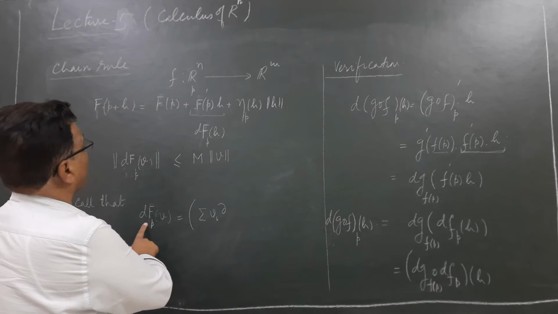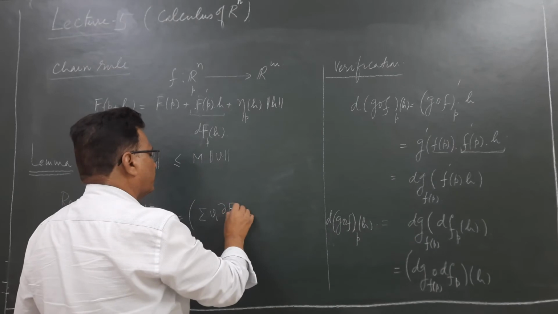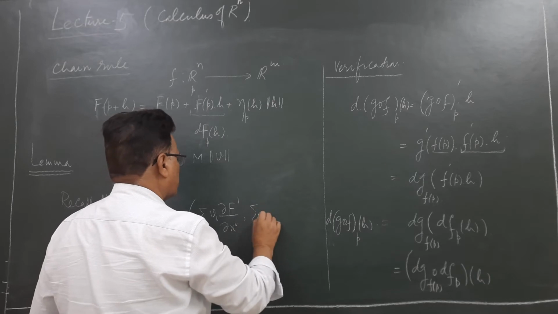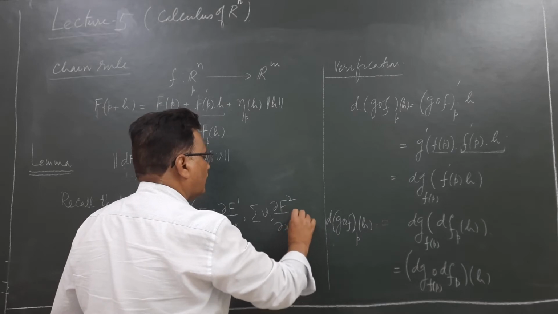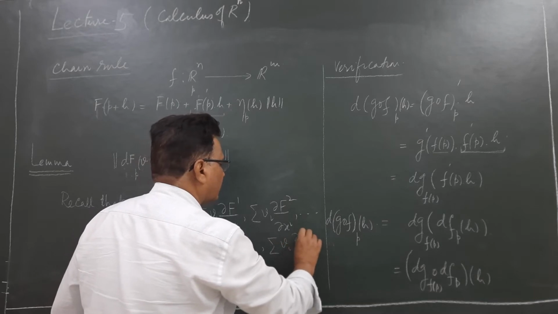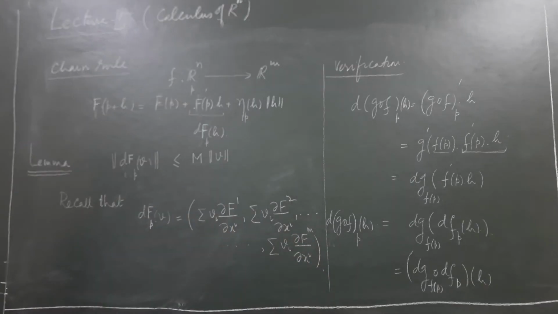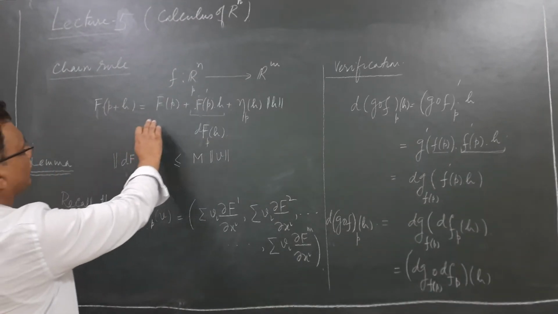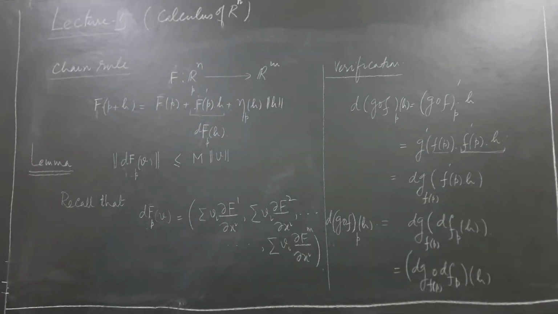So F is a function from R^n to R^m, so this capital F will have m components, they are denoted by f1, f2, f3, etc. Summation v_i del f1 upon del x_i, v_i del f2 upon del x_i, it goes up to v_i del fm upon del x_i.